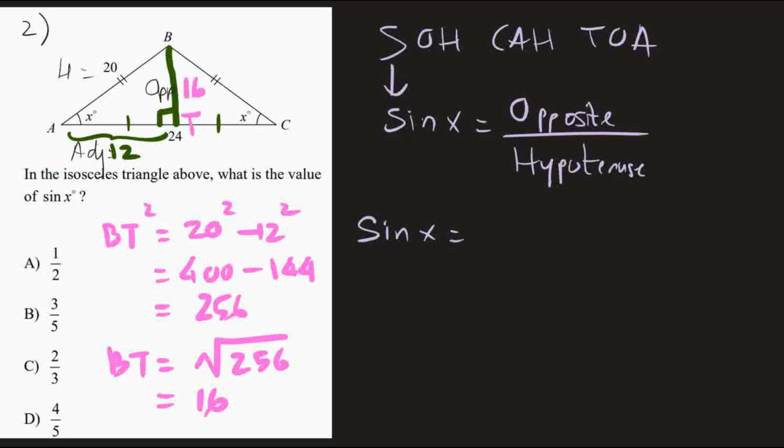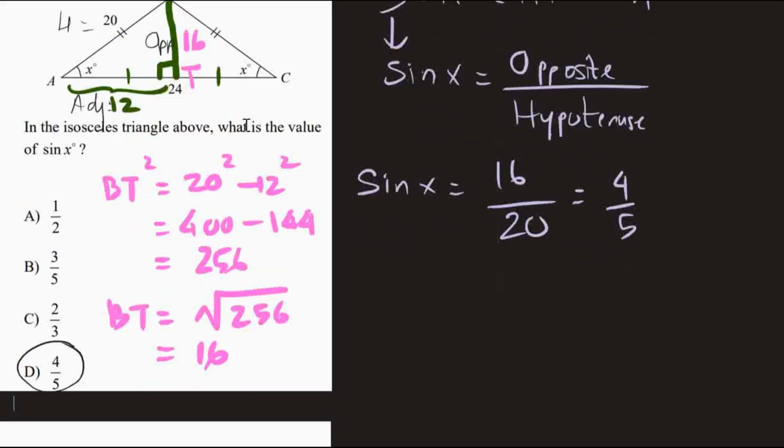Now since we use SOHCAHTOA, O is 16 over 20. When we simplify, it's 4 over 5. That will be our answer for this particular question, 4 over 5. So let's go to the next question.